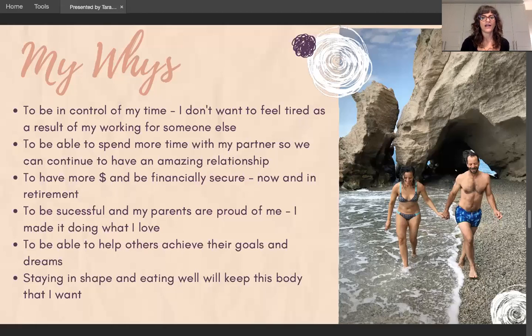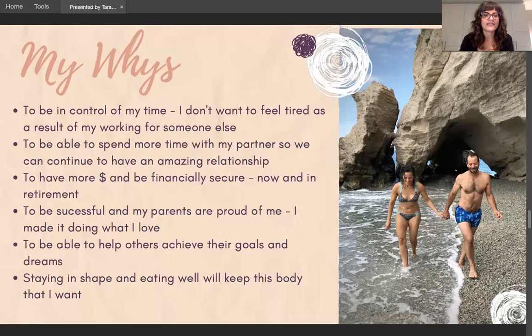So here's my whys. That's a picture of my partner and I. That was us in Italy last year. Amazing trip. I want to live in Italy. That's another one of my dreams.